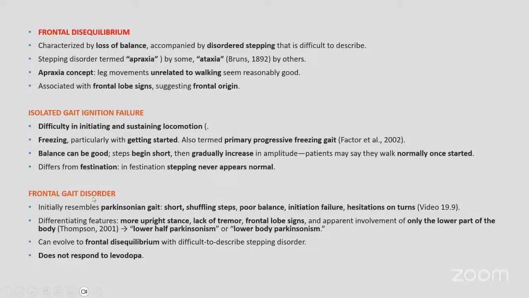The other one is frontal gait disorder. Initially, this resembles parkinsonian gait, with short shuffling steps, poor balance, initiation failure, hesitation on turns. The main differentiating feature for this frontal gait disorder is a more upright stance. There will be no tremor, and they may have frontal lobe signs and apparent involvement of only the lower body. So this is also called lower half parkinsonism or lower body parkinsonism. It can evolve into frontal disequilibrium with a difficult-to-describe stepping disorder, and these people will not respond to levodopa.